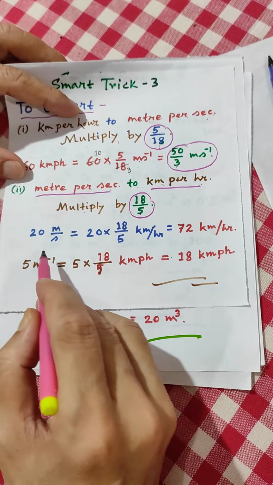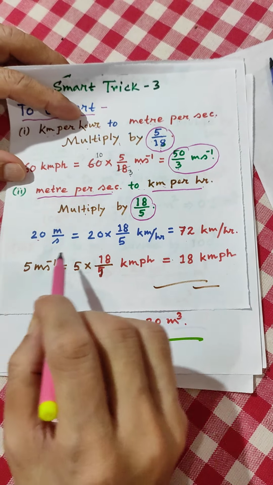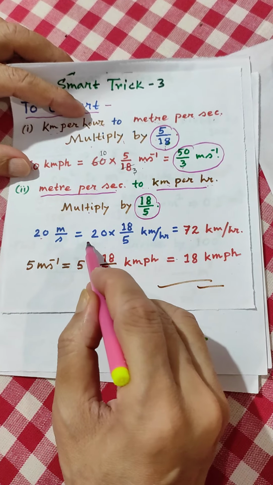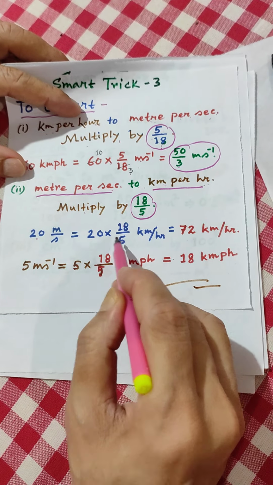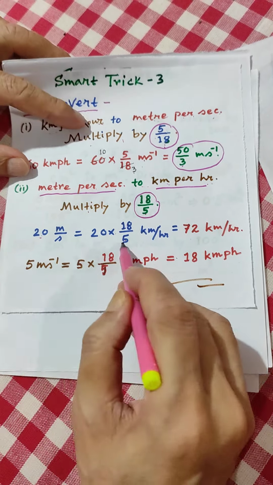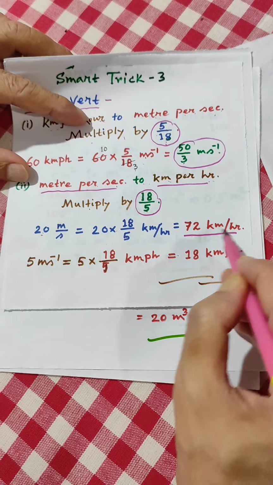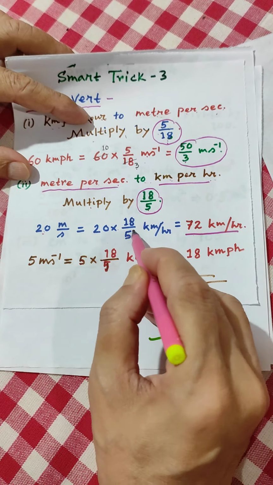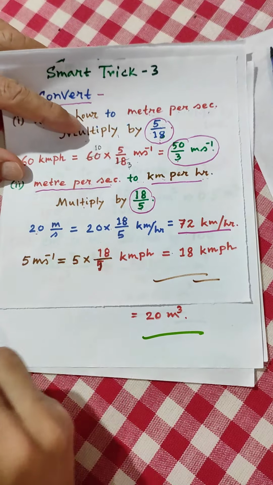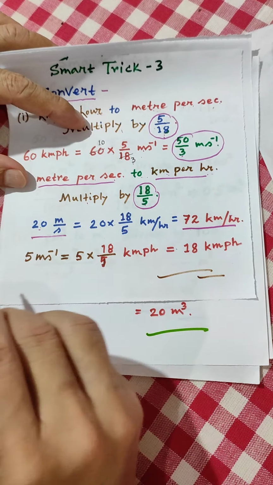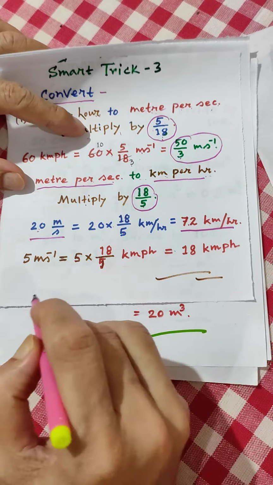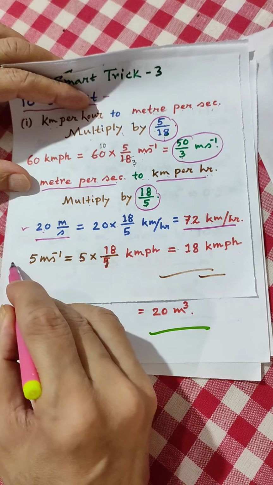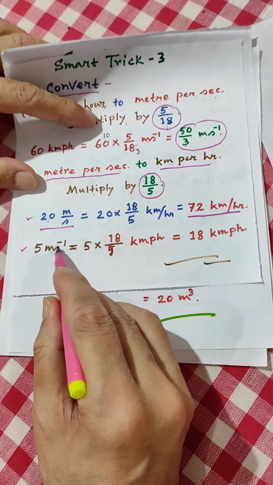For example, this one, 20 meter per second, you want to convert to kilometer per hour. So, multiply by 18 by 5. So, 20 into 18 by 5. So, you get 72 kilometer per hour. So, 5 and this cancel, 4 into 18, 72. So, 20 meter per second is what? 72 kilometer per hour.